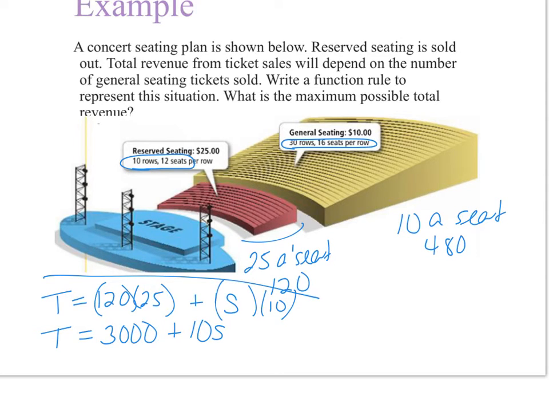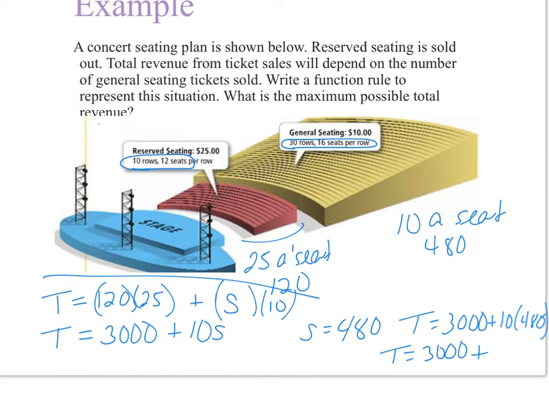Now, if I do get my maximum total revenue, that means that each of the 480 seats sell. That's when S equals 480. My total revenue would equal 3,000 plus 10 times 480. And so T would equal 3,000 plus 4,800, which is $7,800.